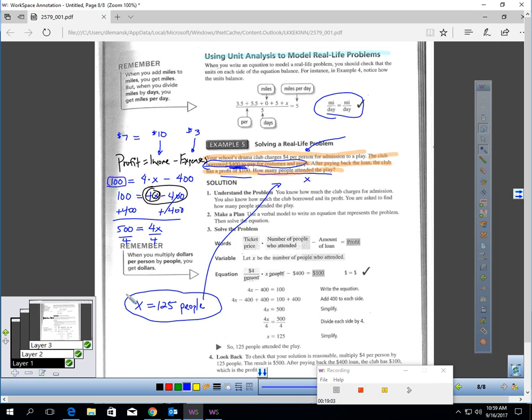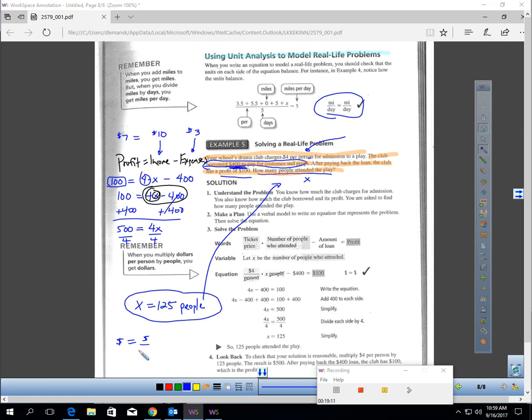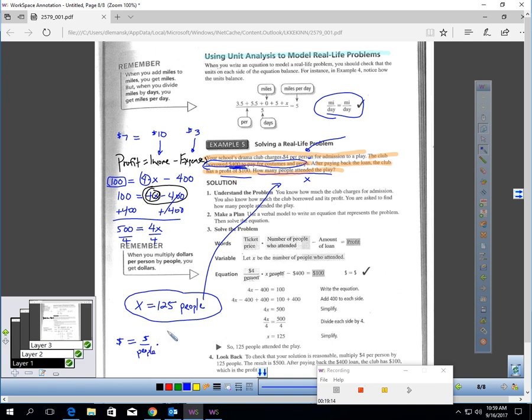That number represents dollars. 4 represented dollars per person, so I'll put dollars over people. X represents how many people bought tickets. And 400 was dollars. Let's see if my units work. Well, you see how I'm multiplying here? I have people on top and people on the bottom, so the people cancel. It looks like I'm left with dollars equals dollars minus dollars. Well, if I take dollars minus dollars, I'm going to get dollars.